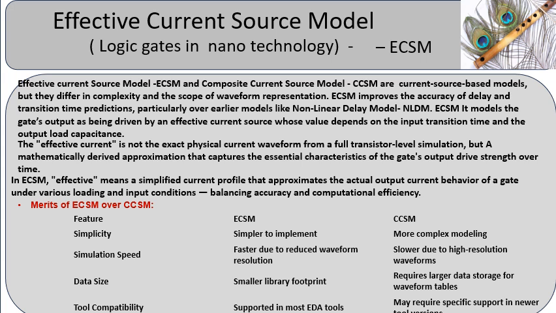A brief comparison of CCSM and ECSM is provided below. ECSM typically models only output current, while CCSM, for higher accuracy, models both input and output waveforms. In highly nonlinear or low-voltage processes, ECSM might not capture fine-grained waveform shapes, affecting timing closure. In high-speed and noise-sensitive paths, ECSM is less accurate than CCSM. CCSM uses full current-voltage waveform tables for input and output.